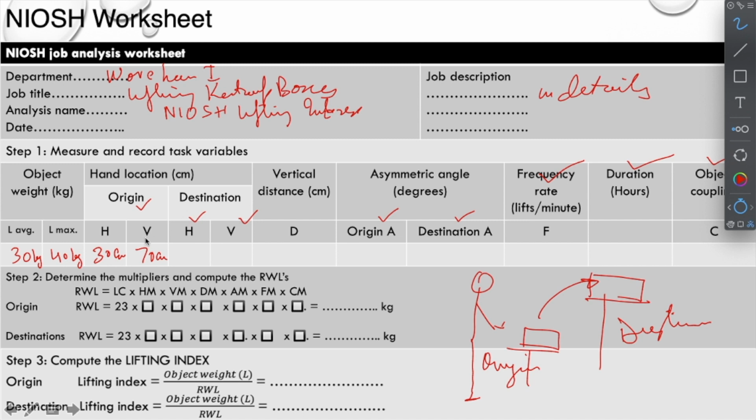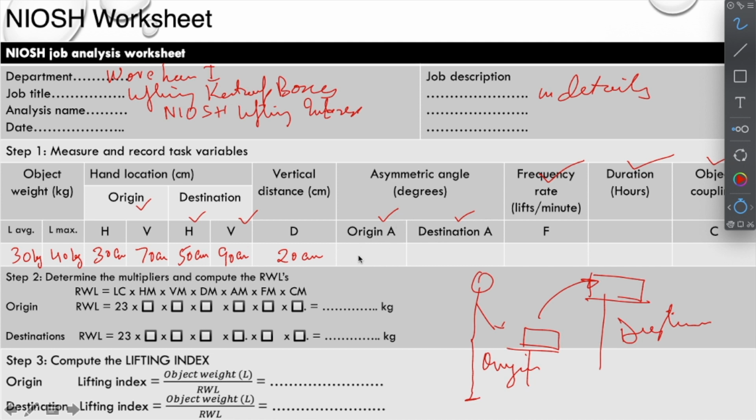This was at the origin, and for the destination, the values are: horizontal distance, let's have 50 centimeters, and vertical distance, let's have 90 centimeters. And the vertical travel distance will be nothing but 90 minus 70, so it will be 20 centimeters.